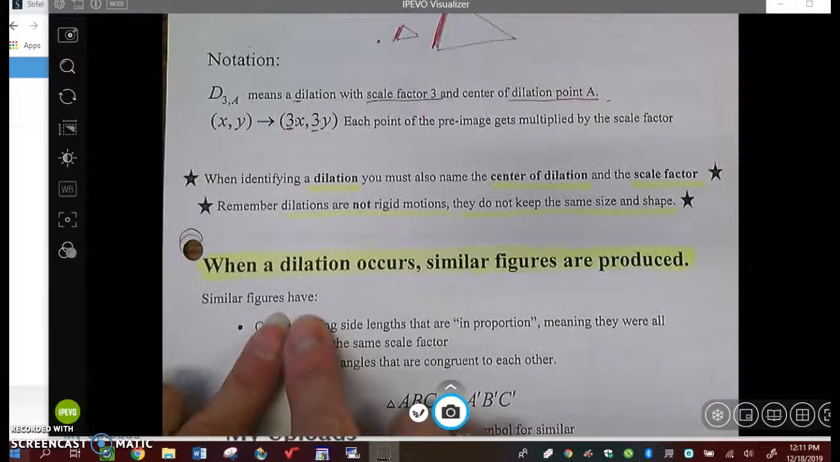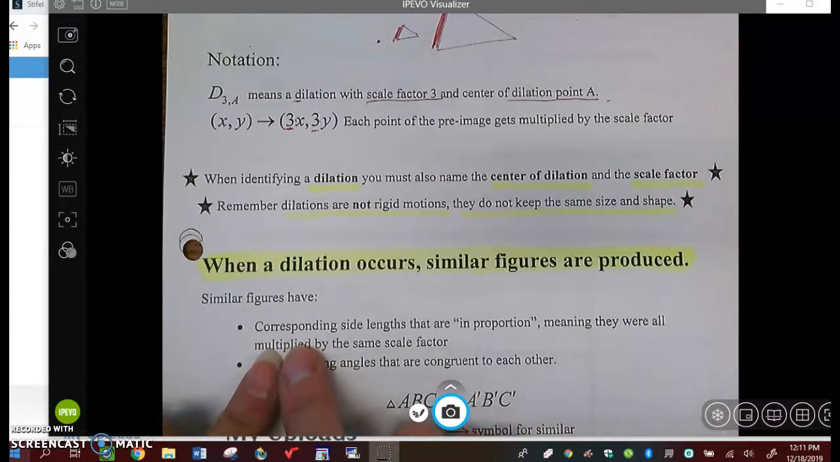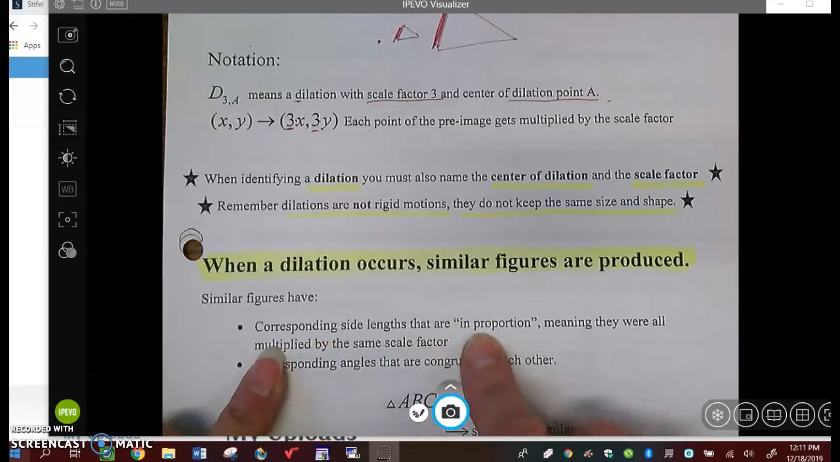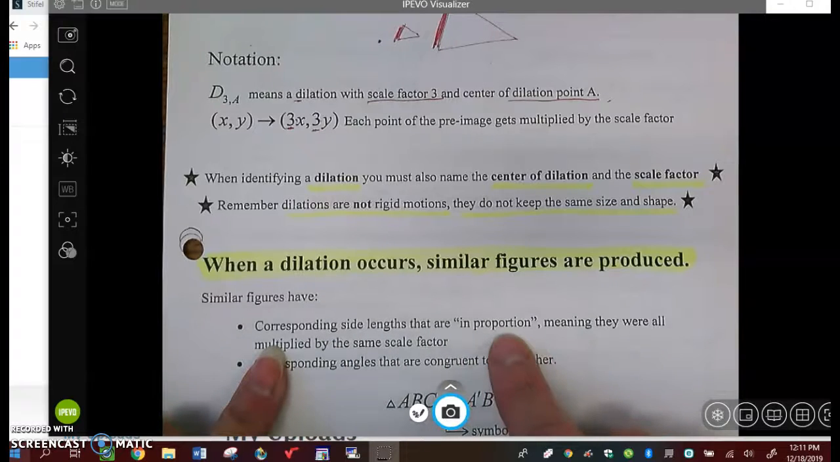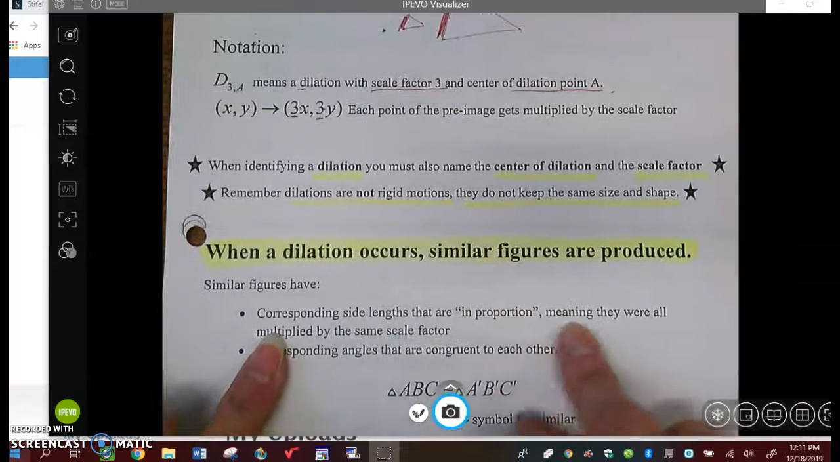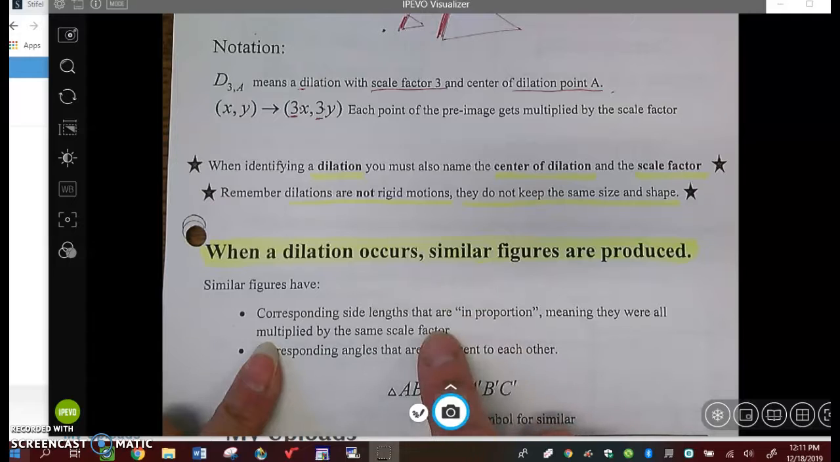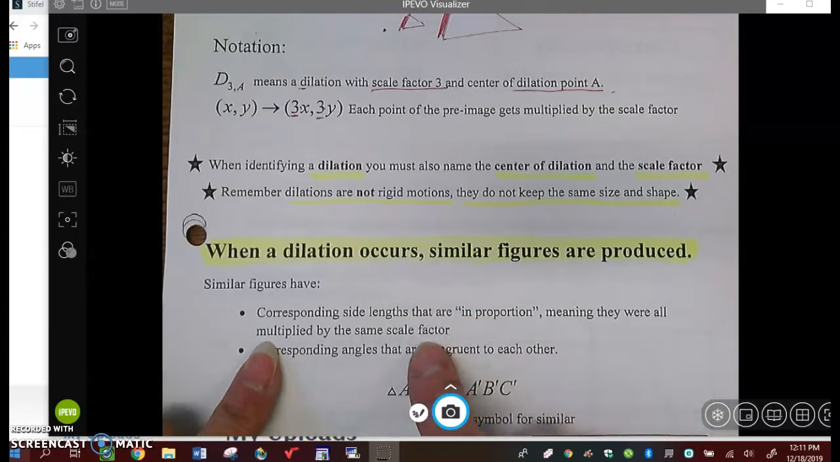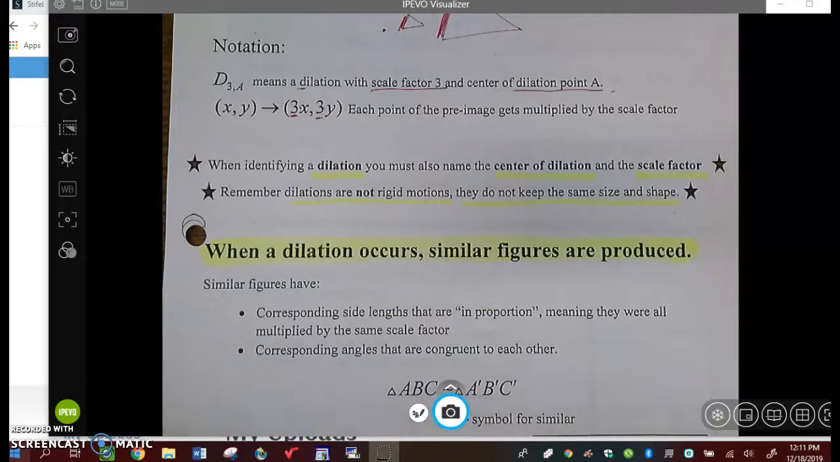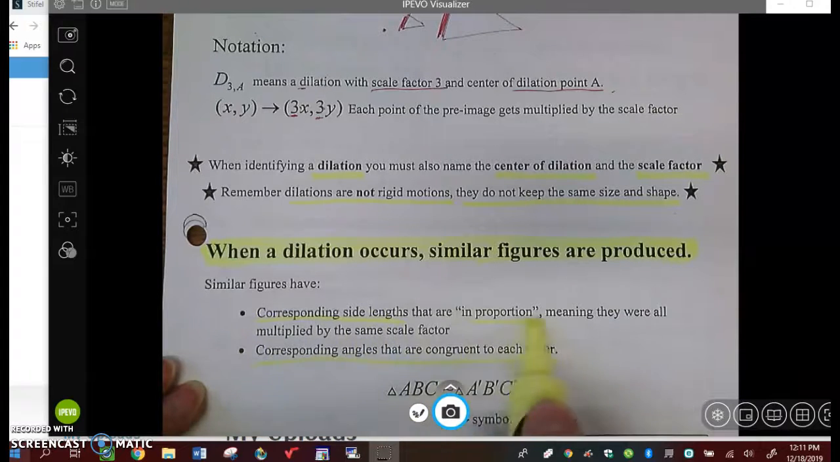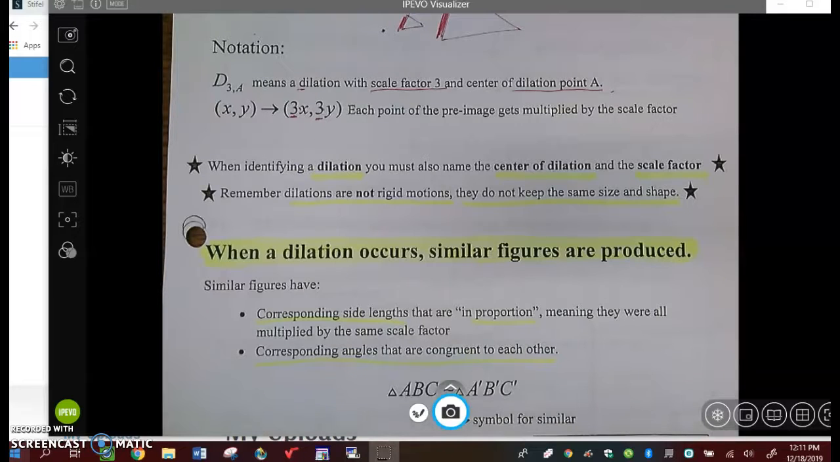So similar figures, along with dilations, have corresponding side lengths that are in proportion. We're going to start to use this word a lot. It means they were all multiplied by the same scale factor. That's what proportional means. All side lengths are multiplied by the same scale factor. And we know that the angle sizes never change. Corresponding angles are always congruent. So corresponding sides are going to be proportional, and corresponding angles are going to be congruent.